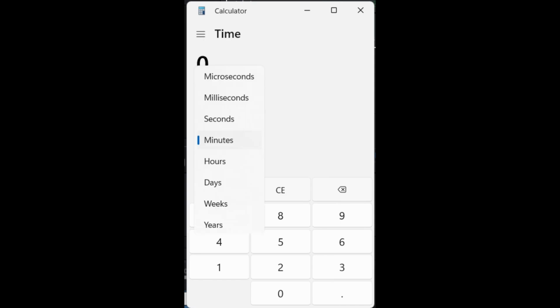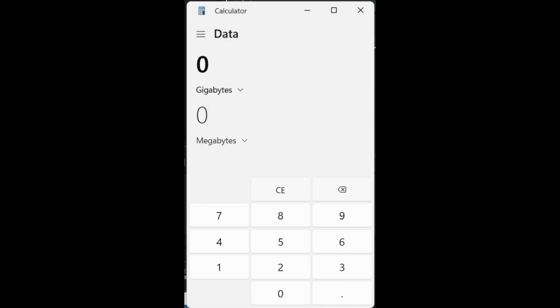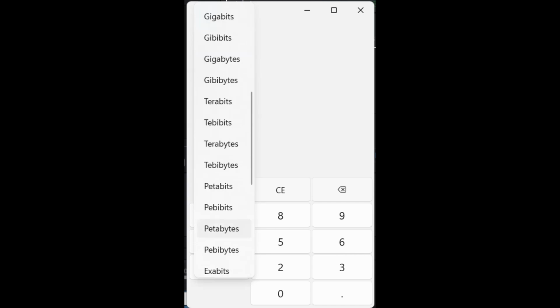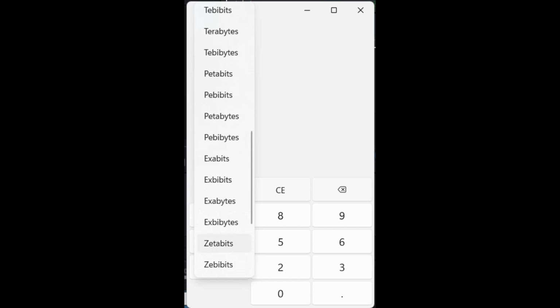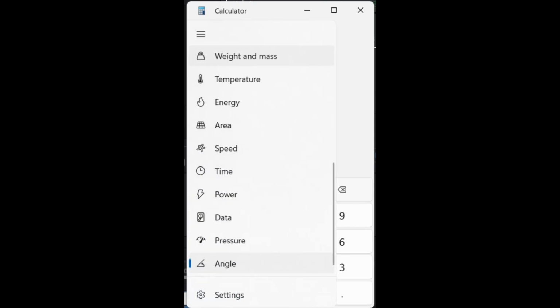You've got time. You can convert over time. You can convert power, data. I don't know, gigabytes to megabytes. Hey, there you go. I know a lot of people are confused between kilobytes, megabytes, terabytes. I don't know what they go up to, petabytes. Wow, they go up to zettabytes, yottabytes. Wow. I'll be honest, I don't know some of those, and I probably should. We've got angles, things like that. So yeah, there's a lot of stuff in here, quite a bit of conversions, things like that.